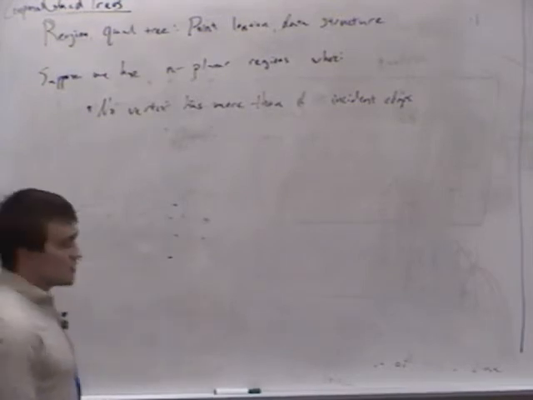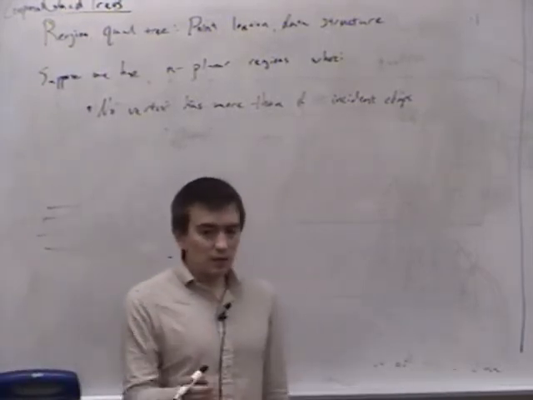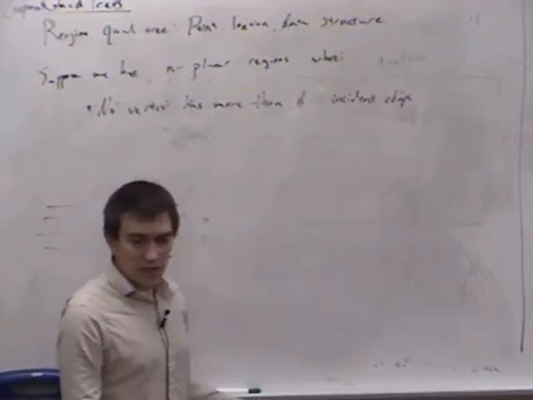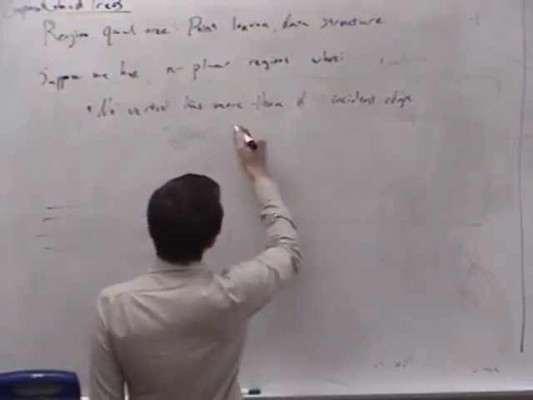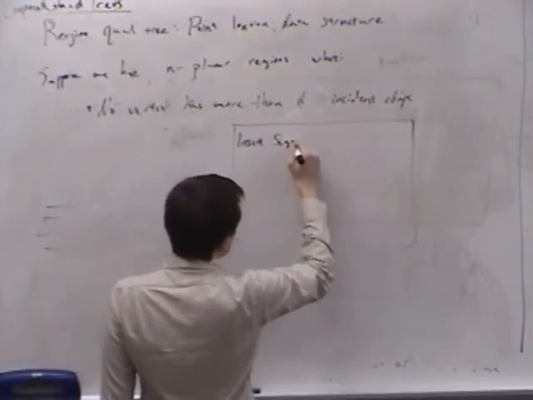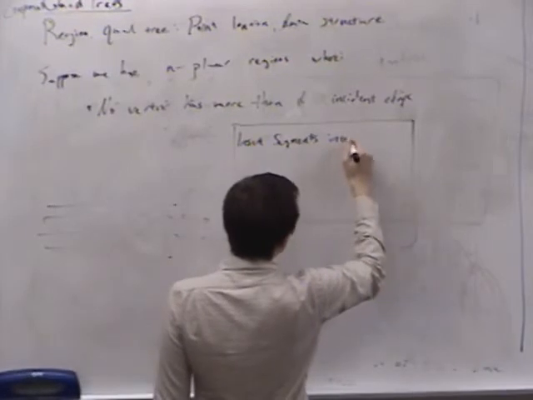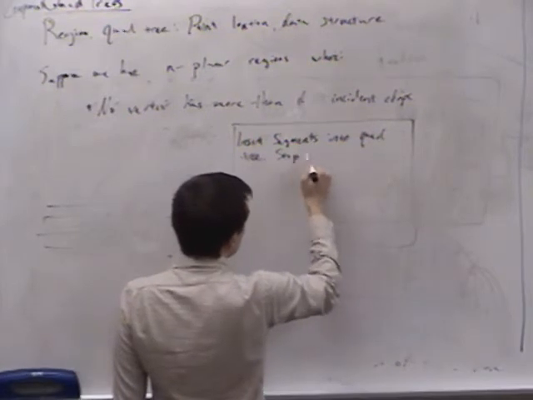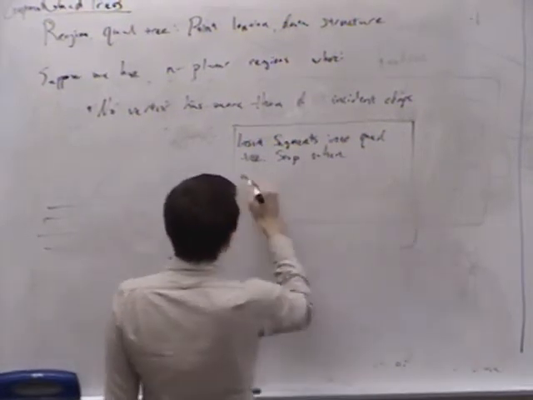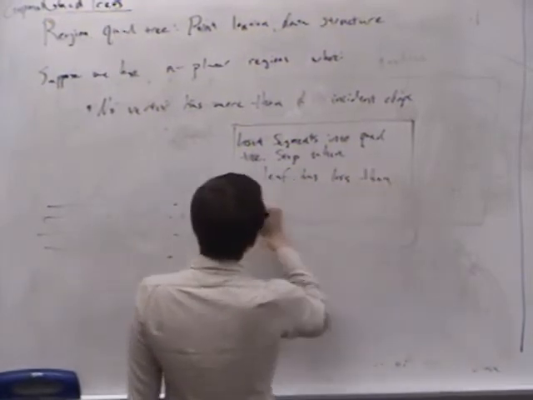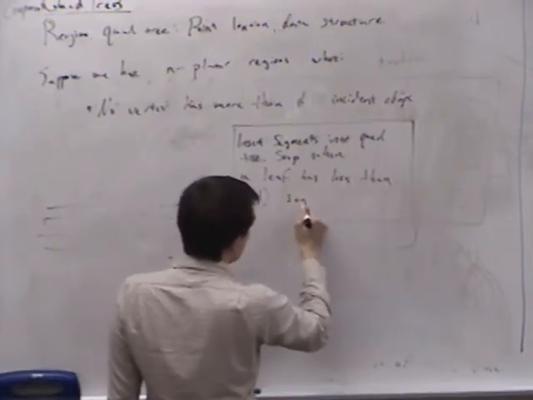So here's the basic concept: we insert these line segments into the quad tree, and we keep subdividing until we get to cells which have at most d plus 1 edges inside them. So here's the construction procedure. Insert segments into the quad tree. Stop when a leaf has less than d plus 1 segments.